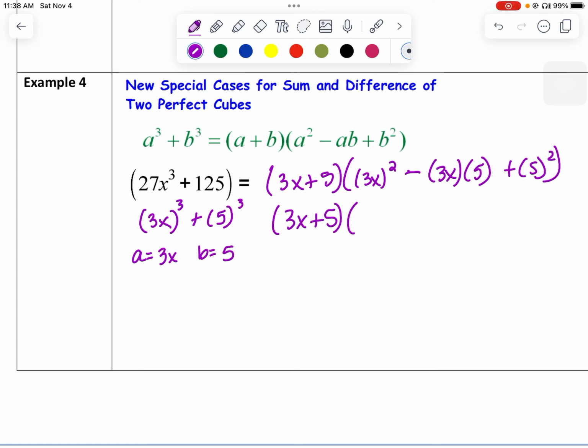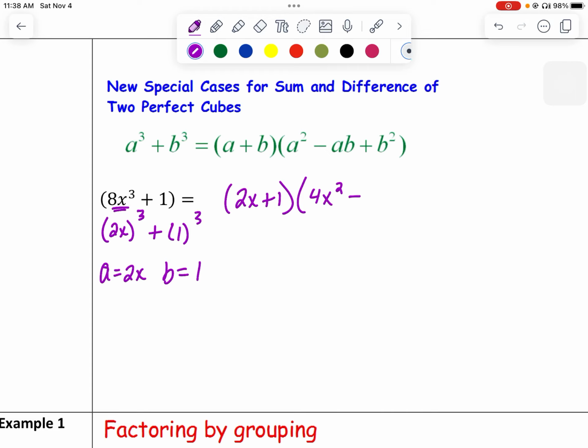I'm going to do one more. Same thing, so 2x cubed would be 8x cubed. And when we see 1, 1 can be written as 1 cubed, which is 1. So we have to remember 1 is also a perfect cube. So this is a sum of perfect cubes again, where a is 2x and b is 1. So a plus b would be 2x plus 1. A squared would be 2x squared, which would be 4x squared, minus a times b, 2x times 1, would just be 2x, and 1 squared would be 1.